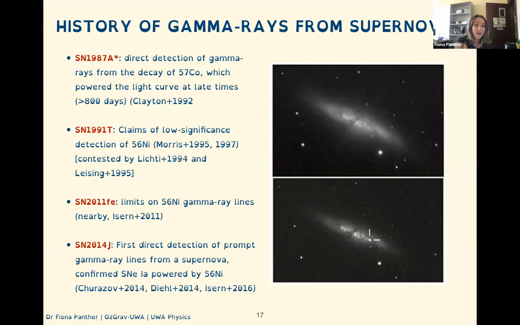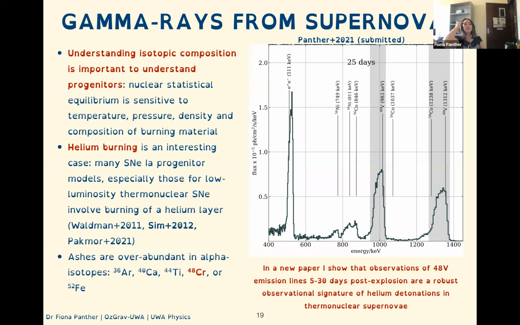So what about other isotopes? Well, understanding isotopic composition actually helps us understand the progenitors. The nuclear statistical equilibrium that drives nucleosynthesis is sensitive to temperature, pressure, density, and what's actually in the burning material. So you can bias your statistical equilibrium towards producing different isotopes and different amounts of different isotopes.